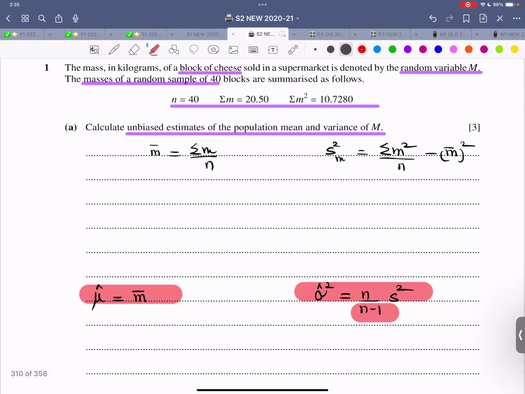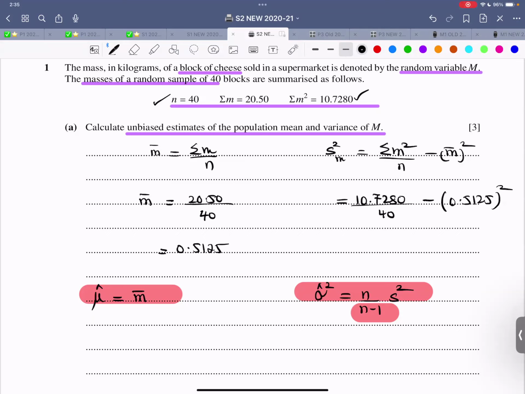So first of all, let me calculate m bar. So m bar is 20.50 divided by 40. Grab your calculator, evaluate. This comes out to be 0.5125, the exact value. The variance, I'll write this as 10.7280, that is this value, divided by n, which is 40, minus m bar, which is 0.5125, squared. Do not evaluate, leave it as it is.